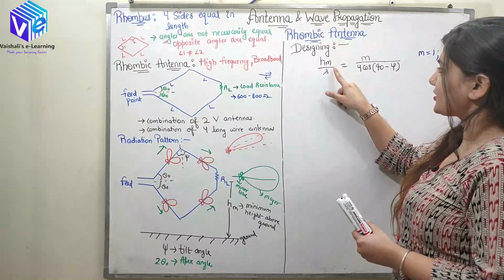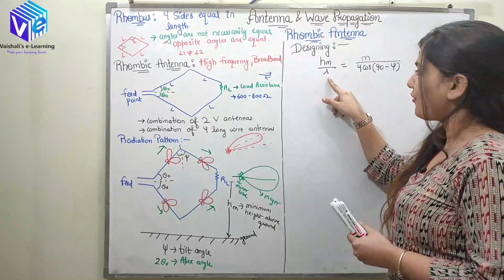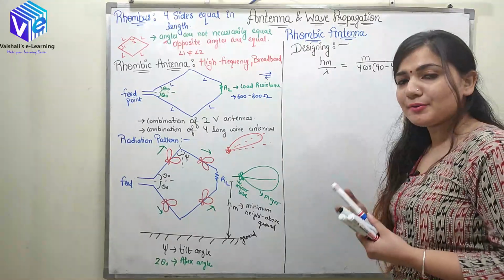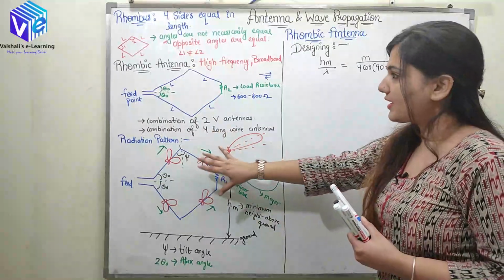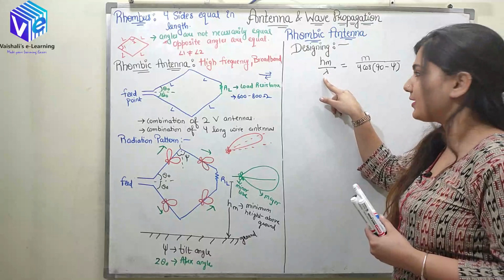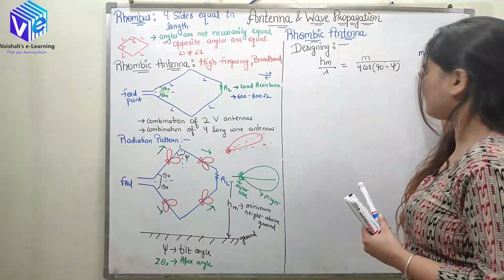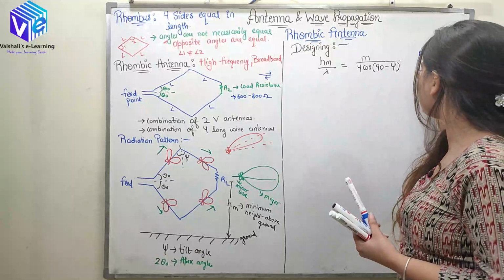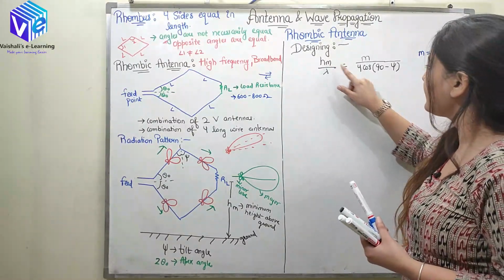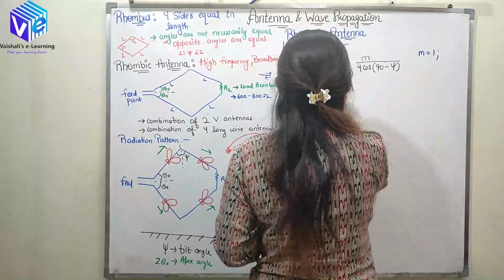This relation is HM upon lambda, where lambda is the wavelength of the EM wave. Whatever frequency I have to operate my rhombic antenna at, with the help of that frequency I can find out lambda. I can choose m; for m equal to 1, I can find out various HM and psi. I have another relation also.